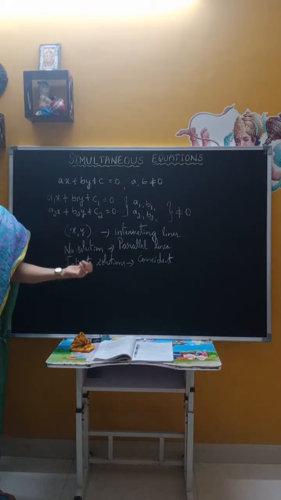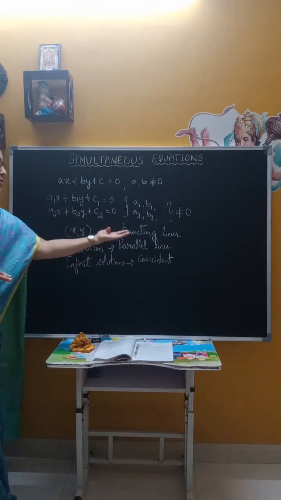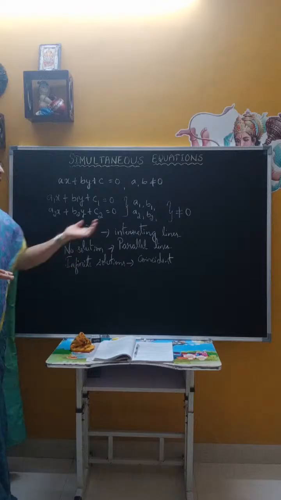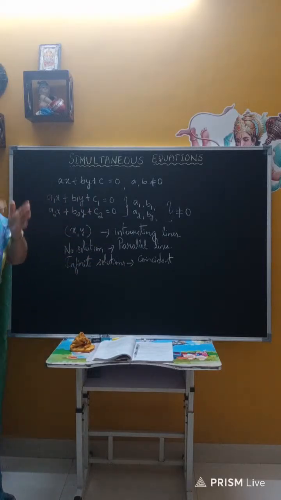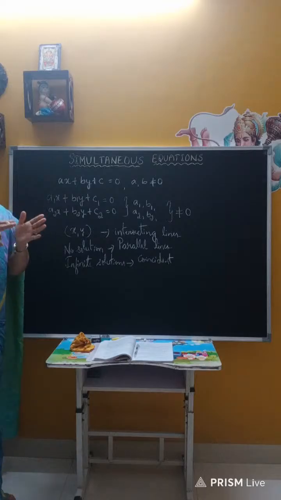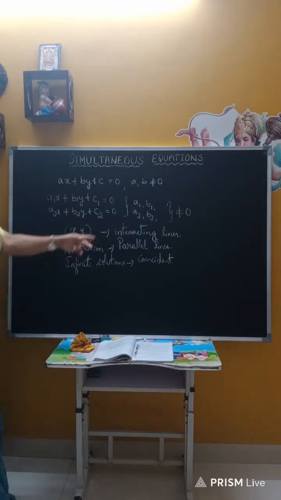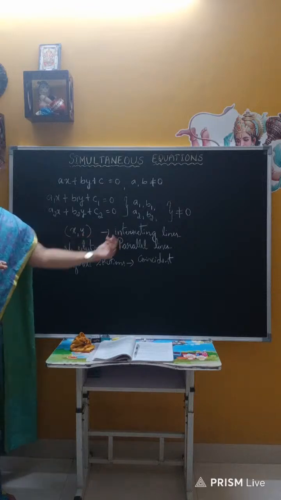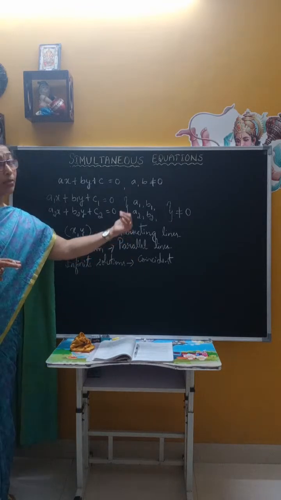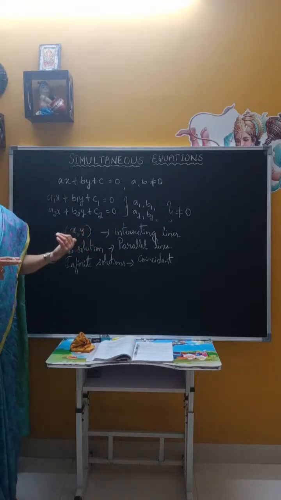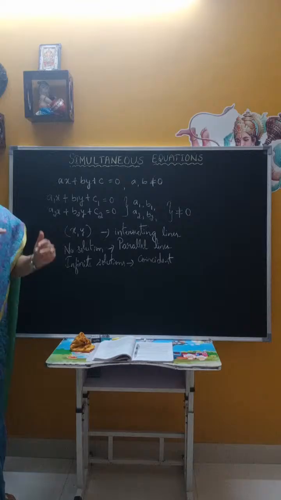Now, let us learn how to find whether the lines are intersecting, parallel or coincident. When two lines, which are linear equations, are given, how do we find whether they are intersecting, parallel or coincident lines? Each time we cannot draw the lines and find this, isn't it? So there should be some method. We are going to learn that method now.